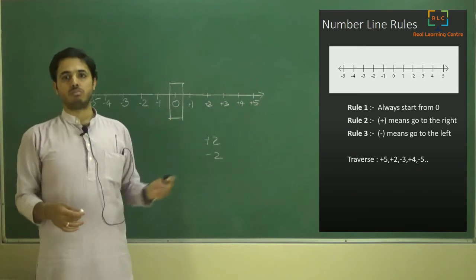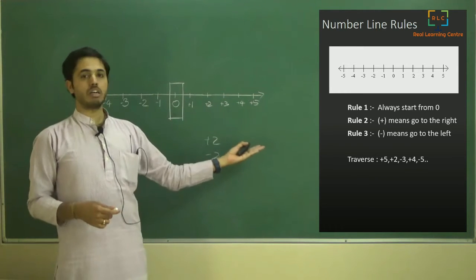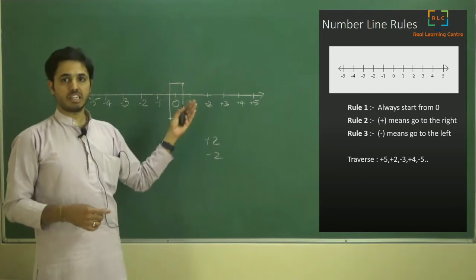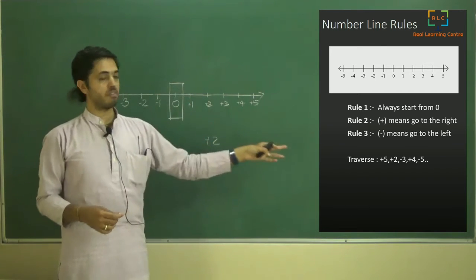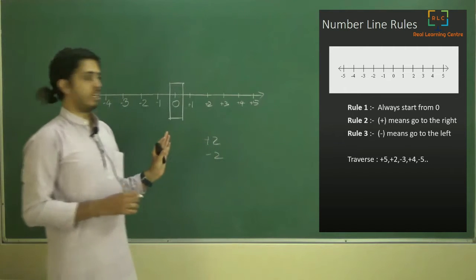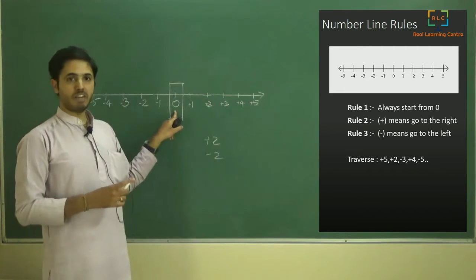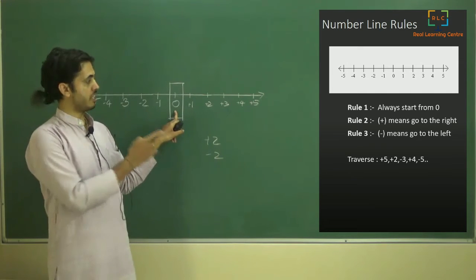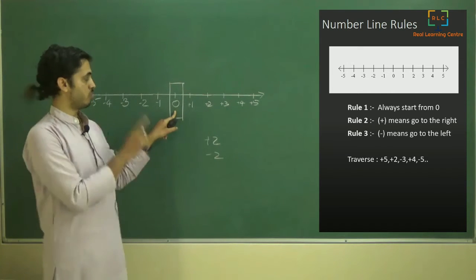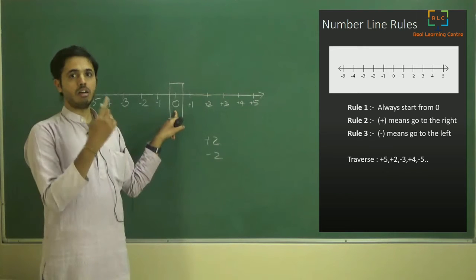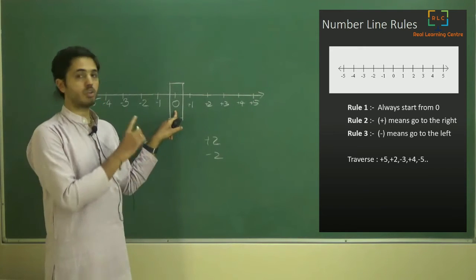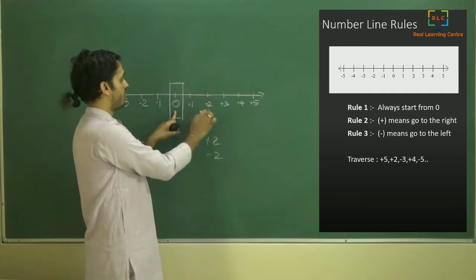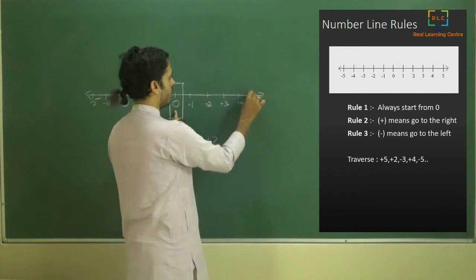Okay. Now, as an example, let us do the given traverse. Let us traverse on number line with these given values. Now, first rule number 1, let's apply. What is that? Always start from 0. Now, the next number is plus 5. So, plus means it is positive. In other words, go towards the right side. Now, right side 5 units. 1, 2, 3, 4, 5.